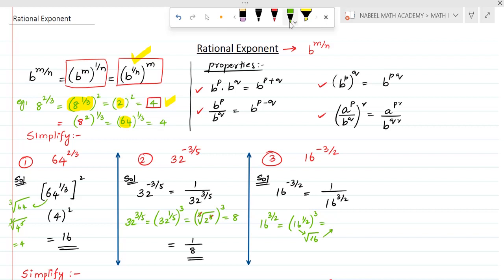What is the square root of 16? Which is equal to 4, to the power 3. So here 4 to the power 3 is nothing but 64. Therefore, the final answer will be 1 over 64. That's it.